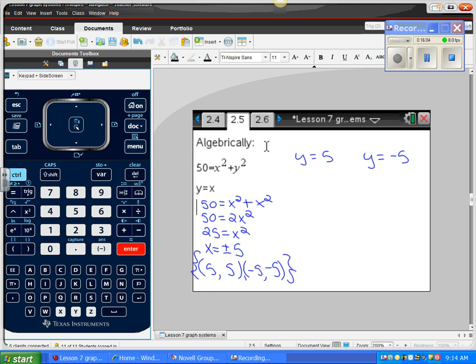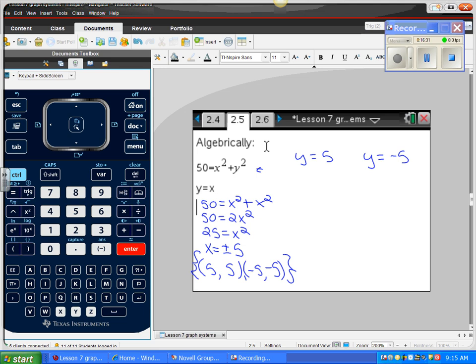Does anybody know what this is? 50 equals x squared plus y squared. Does anybody know what that is? What is it? If I were to graph it, what would it look like? Anybody know? It's a circle. Awesome. That's a circle. x squared plus y squared equals 50.